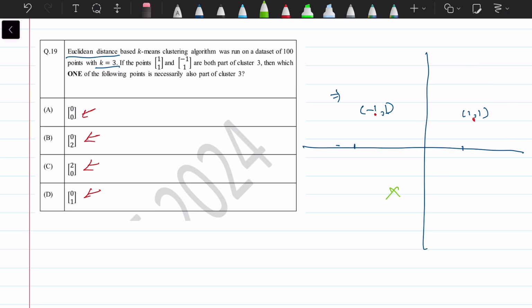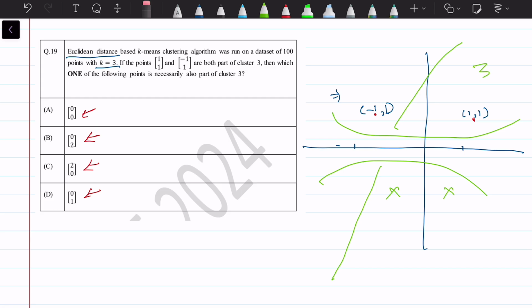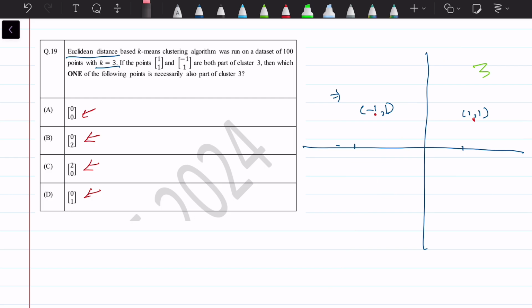Let's say some point is here, so a cluster can form this side and another cluster can form this side. So these points can be part of cluster 3 and there can be another cluster. So for us to necessarily say that another point is in the same cluster, that point should lie between these 2 points. Okay, so I'll draw other points which are given as options, and let's see which one satisfies these conditions.